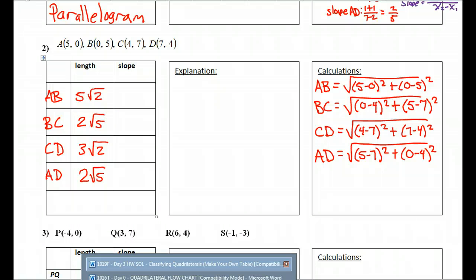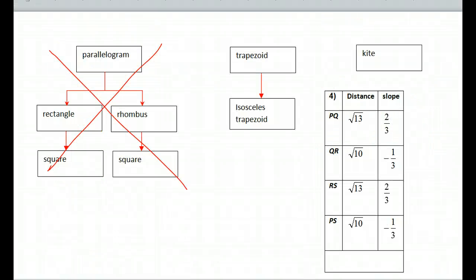Is it possible that it's a kite based on this? Okay, could it be a kite? That's the third thing.